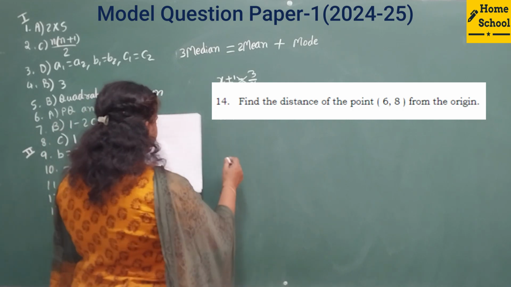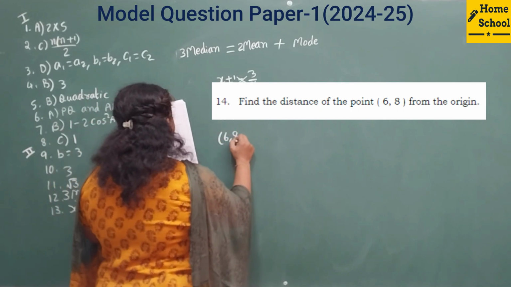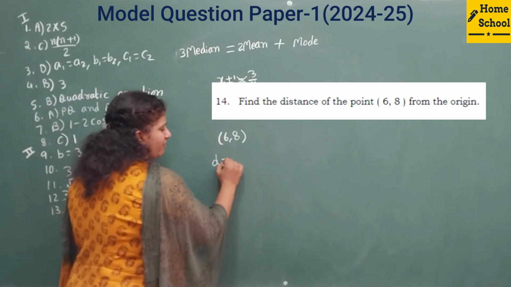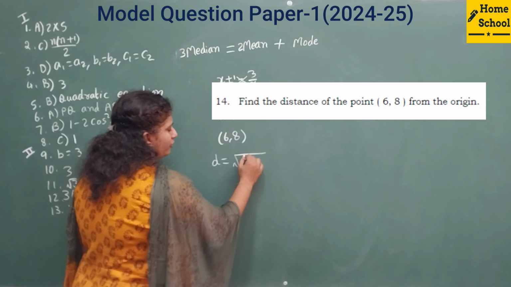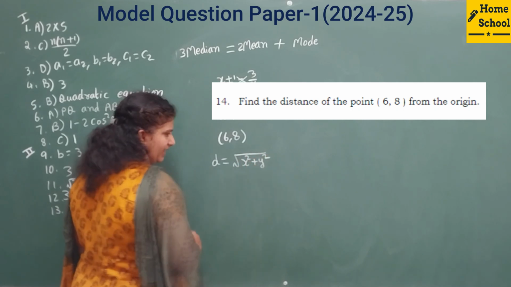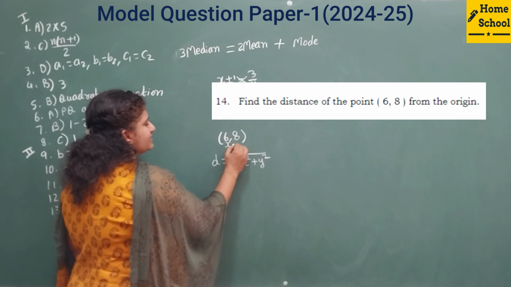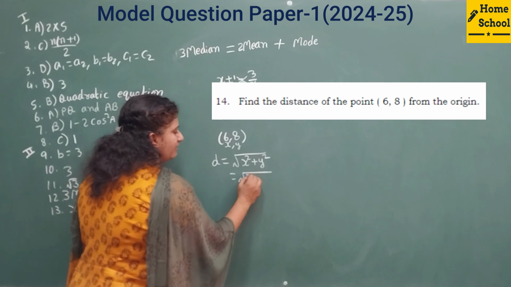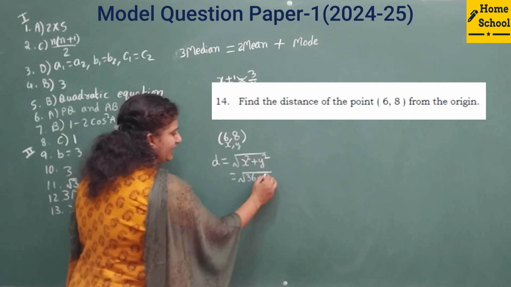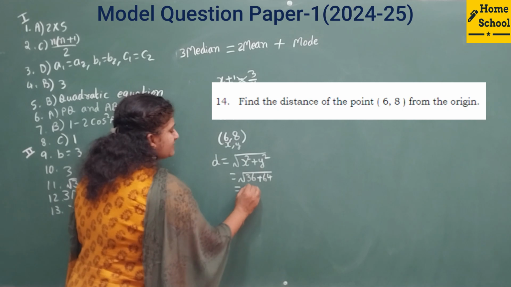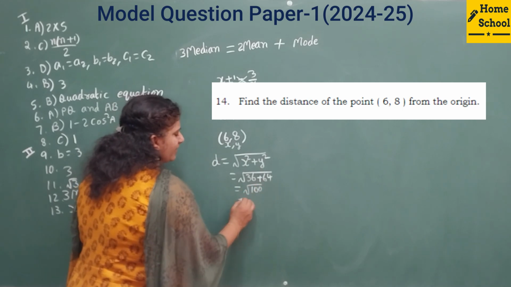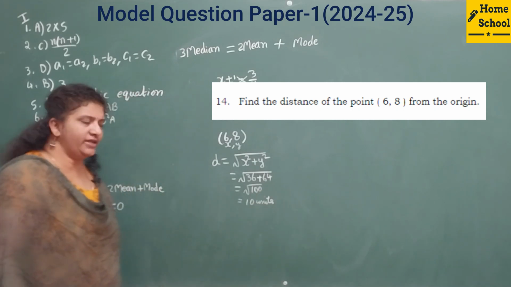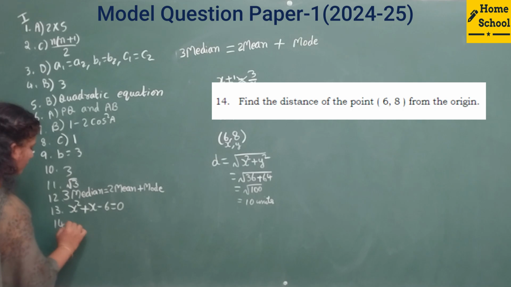14th one, find the distance of the point (6, 8) from the origin. From the origin, distance formula is d is equal to square root of x square plus y square. Coordinates, assume it as x and this is y. That is 6 sixes are 36 plus y, 8 eights are 64. 36 plus 64 will be 100. Square root of 100 is 10 units. What is the distance from origin? It is 10 units.